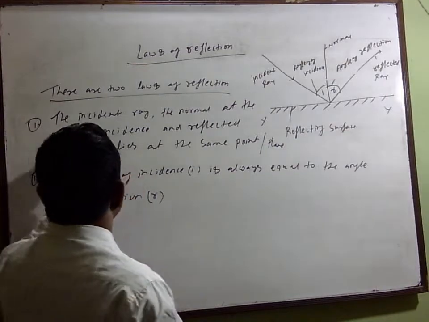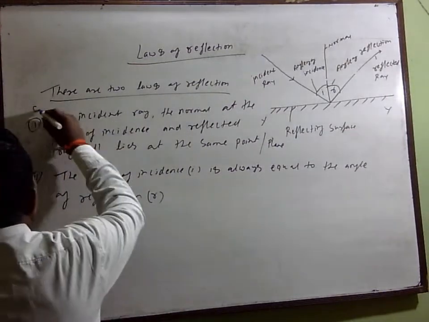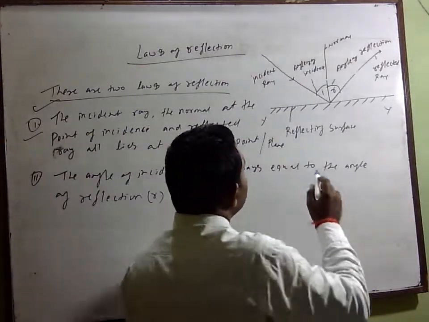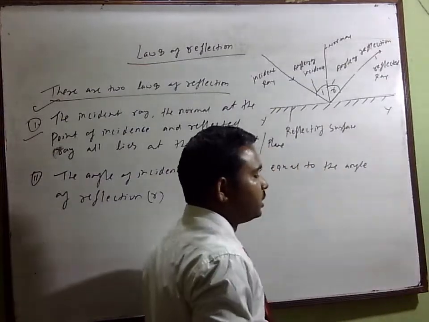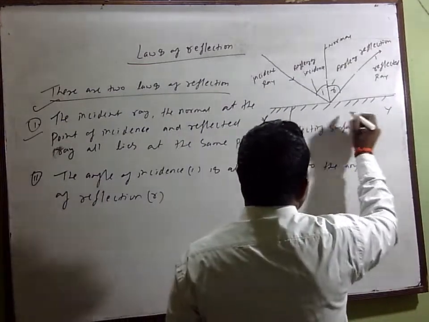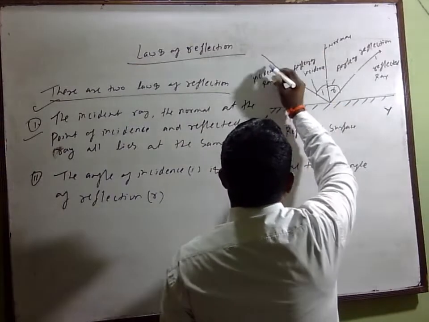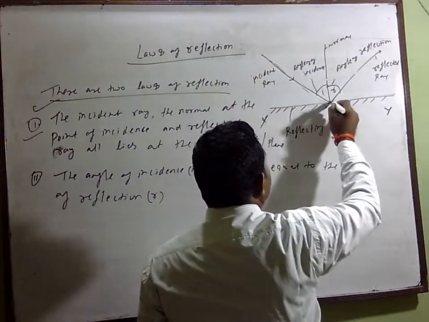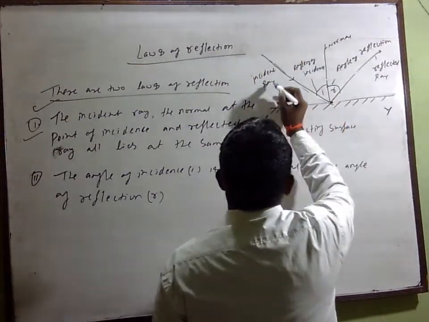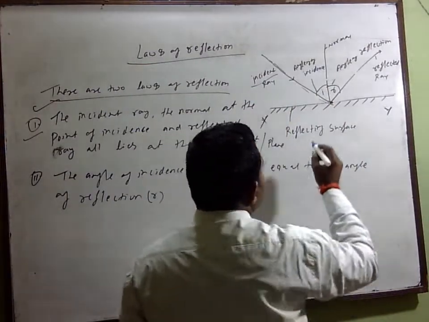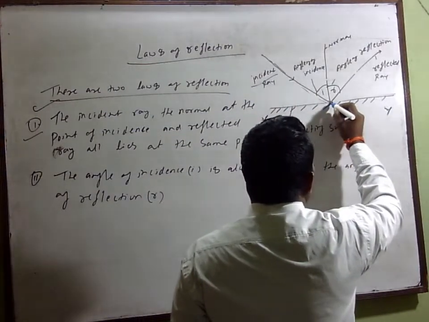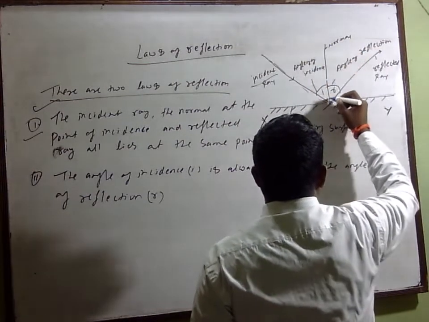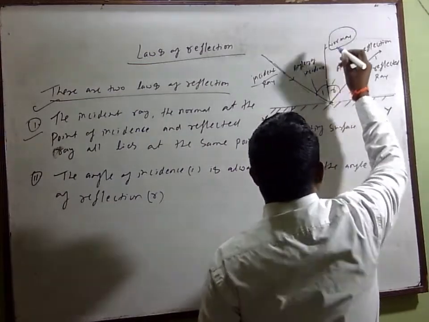You know that there are two laws of reflection. Let's see, this is the reflecting surface, that is XY, and you see one ray of light falls on this point, and this is called the incident ray. After that, when the ray of light is incident, it bounces back in the same medium, and if you draw a line, that is called the normal.